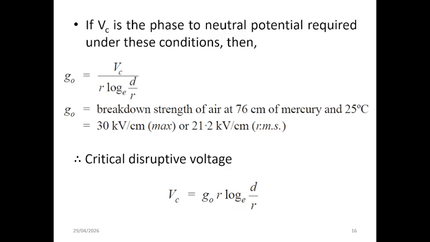Thus, the critical disruptive voltage is obtained as the minimum phase to neutral voltage required to initiate corona formation on the transmission line under specific atmospheric conditions. So this value is an important design parameter because it determines the voltage level at which corona effects start to appear and must be considered in high voltage power transmission system design.